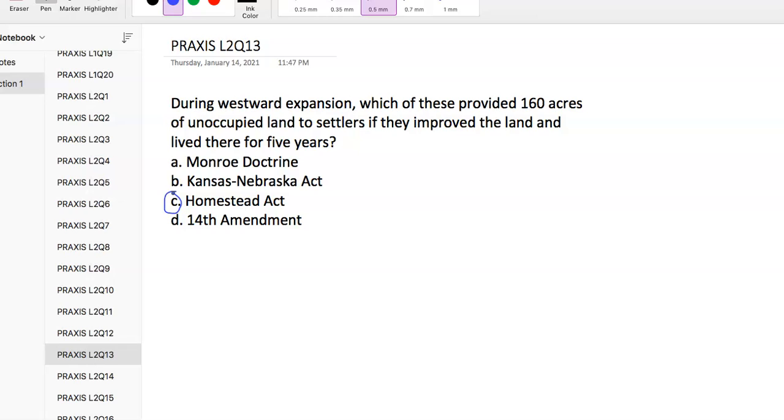The Monroe Doctrine was a U.S. foreign policy regarding domination of the Americas in 1823. The Kansas-Nebraska Act allowed people in the territories of Kansas and Nebraska to decide for themselves whether or not to allow slavery within their borders. And then finally, the 14th Amendment granted citizenship to all persons born or naturalized in the United States, which included former slaves.